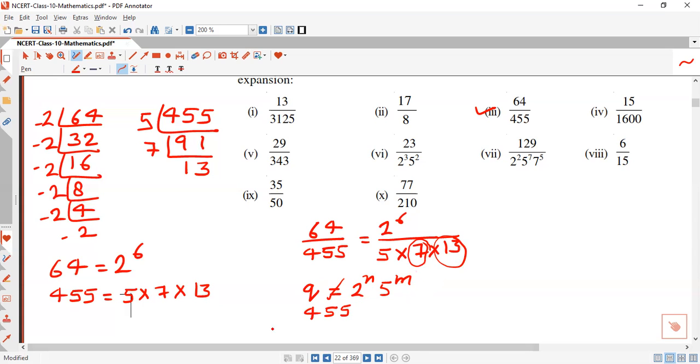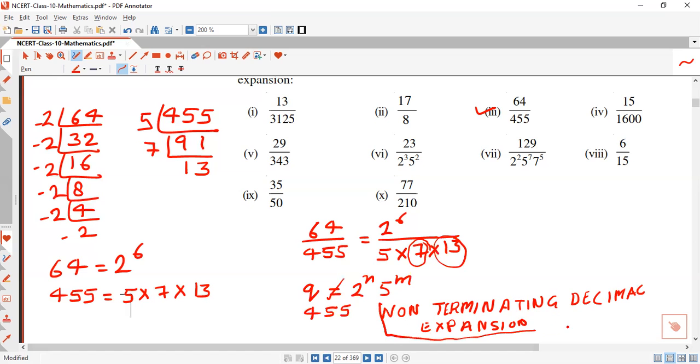So we say the number has a non-terminating decimal expansion, because the denominator is not of the form 2 raised to n, 5 raised to m.